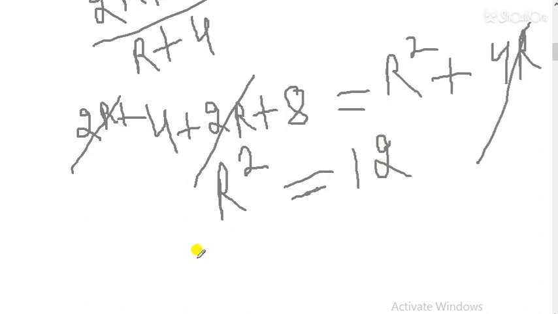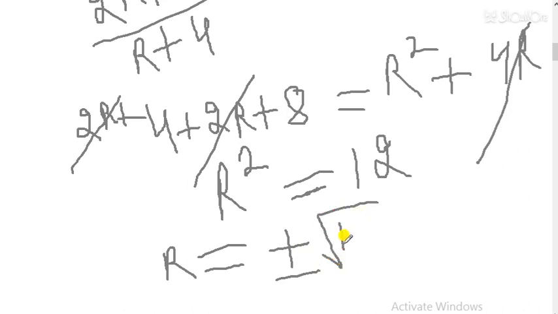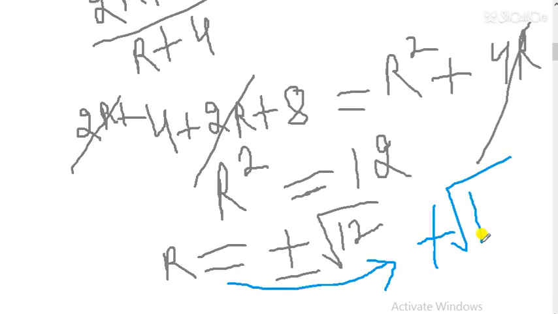Now two values are possible for R. Two values of R are possible students. One is plus, so plus minus under root 12. So it can be plus or minus under root, but resistance is always positive. So what will be the value of resistance students, what will be its exact value, it's plus under root 12. So plus under root 12 will be the value in this case.